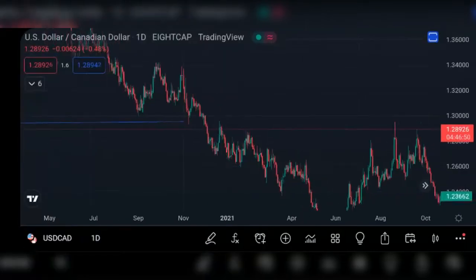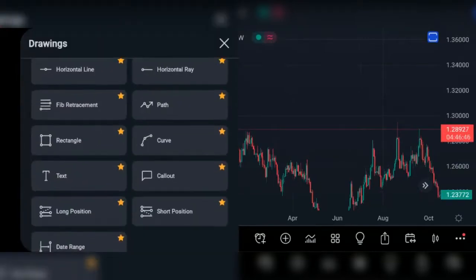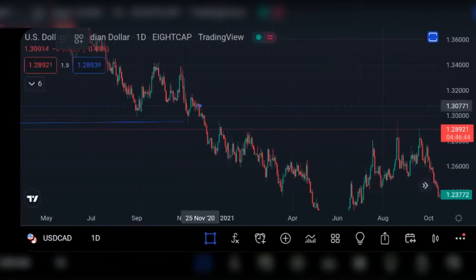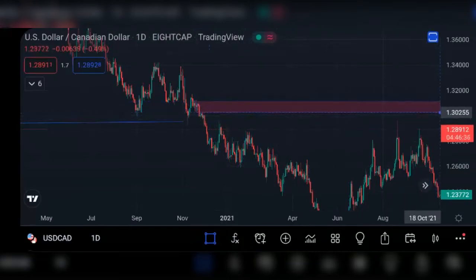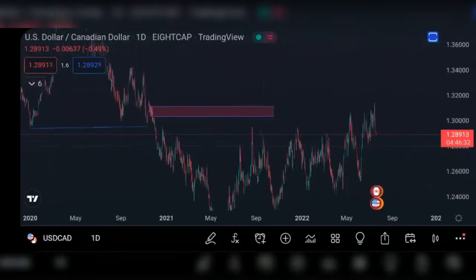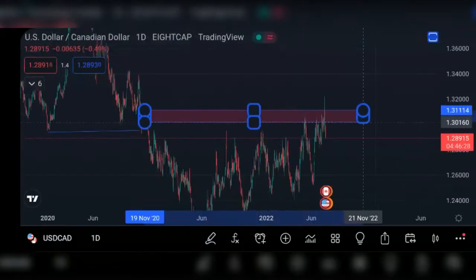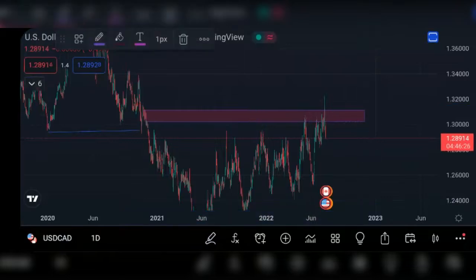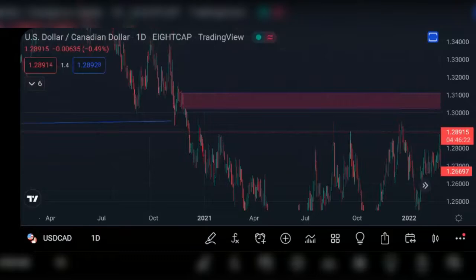Now let's try and establish our order block. Let's say this is our order block. Remember, an order block is the opposite candle before a move. That's where the order block is sitting. Now, we have drawn out our order block.